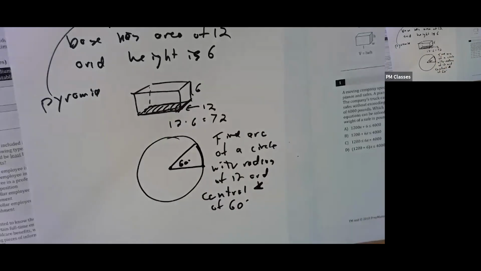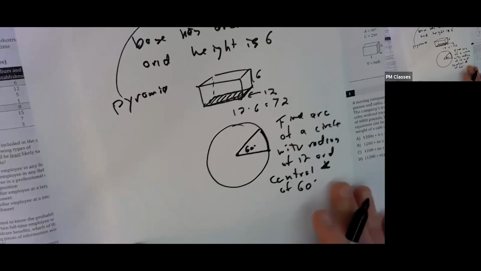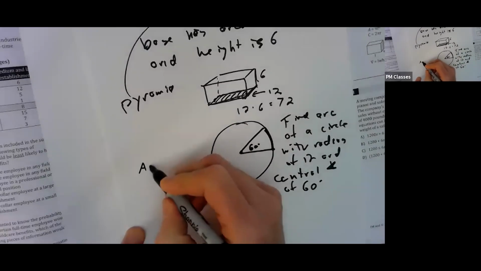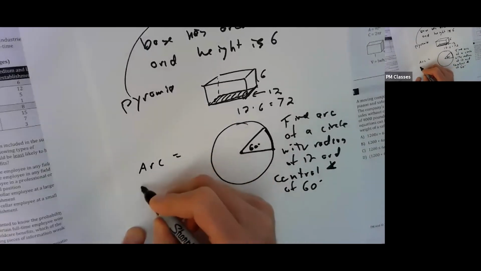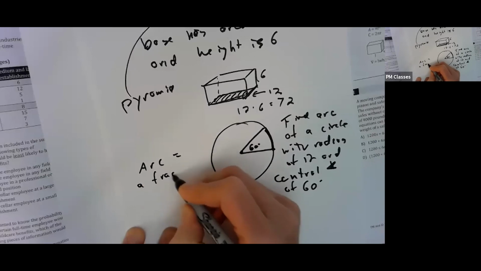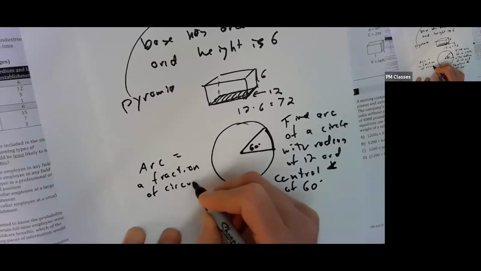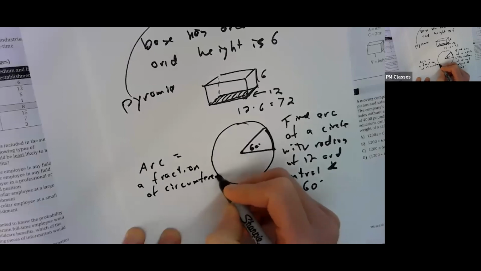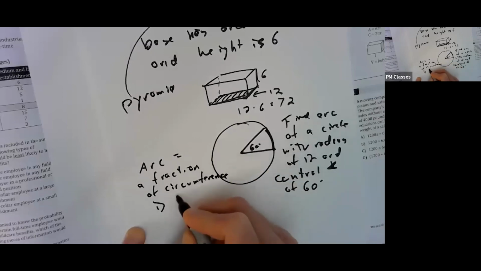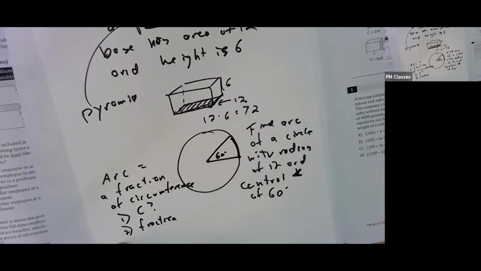And a lot of people are like, I have no idea how to do this. All that I want to remind you is this. An arc is a fraction of the circumference. So the two things we have to do: one, what's the circumference? Two, what fraction?